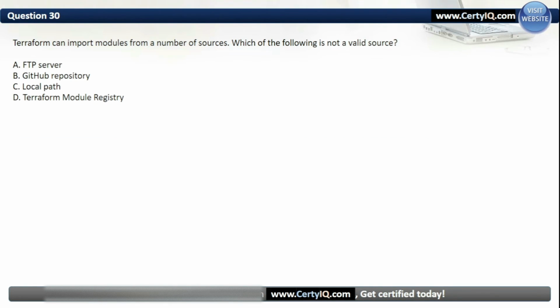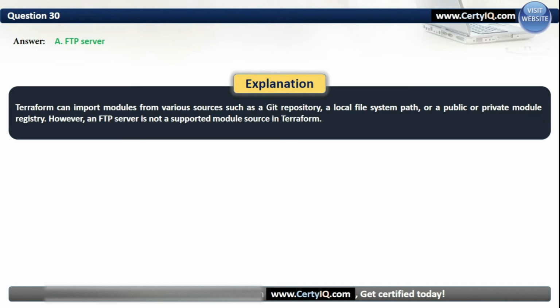Question 30. Terraform can import modules from a number of sources. Which of the following is not a valid source? Our options are A. FTP server, B. GitHub repository, C. Local path, or D. Terraform module registry. The correct option is A. FTP server. Terraform can import modules from various sources such as a Git repository, a local file system path, or a public or private module registry. However, an FTP server is not a supported module source in Terraform.